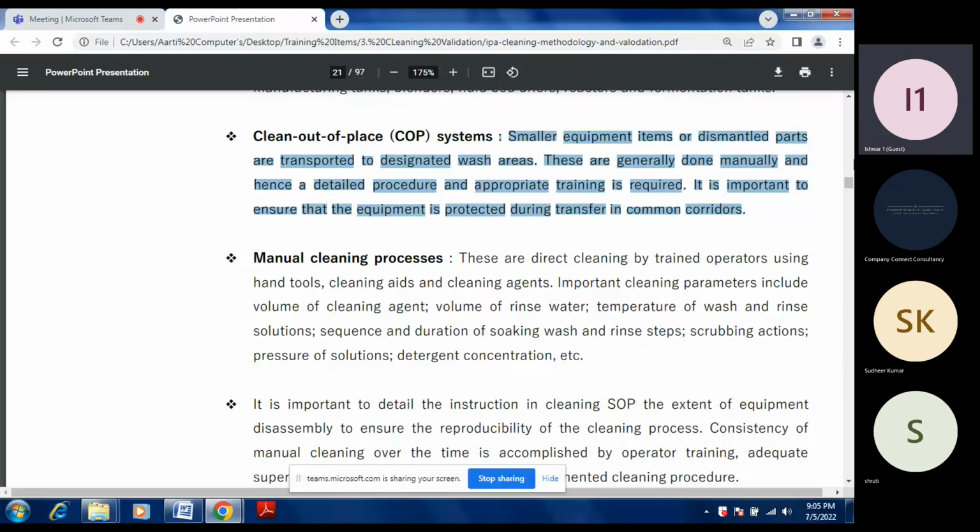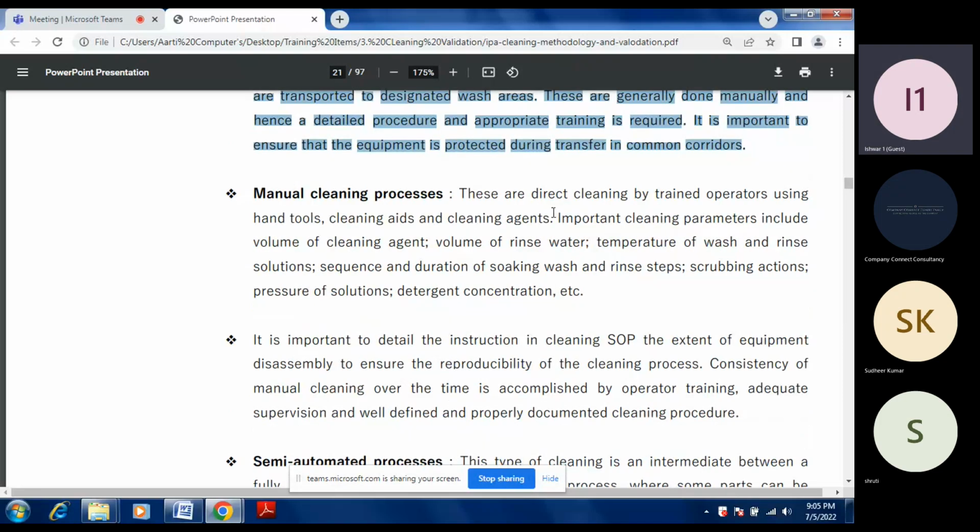So what is the manual cleaning procedure? This is direct cleaning by a trained operator using hand tools. Hand tools means some cleaning aids and cleaning agents. What are the cleaning aids? We will discuss in a further slide with photographs also, so it will be easy to understand what cleaning aids we are using for cleaning particular equipment. Important cleaning parameters include the volume of the cleaning agents.